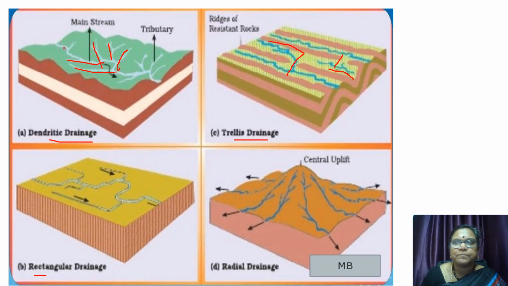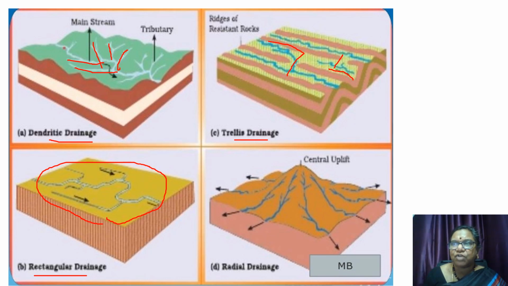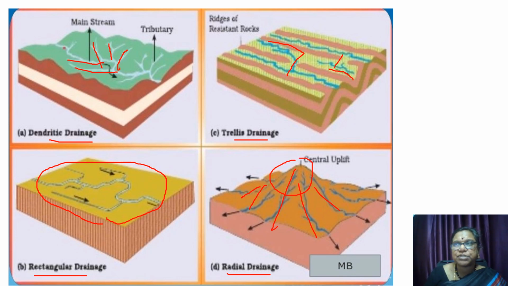A rectangular drainage pattern develops on strongly jointed rock terrain. This rock terrain is strongly jointed, not much of gaps are there, it's not undulating. On such rock patterns you will see the rectangular drainage pattern. Now the radial drainage pattern develops when the streams flow, as I'm showing with the marker, in different directions from a central peak or a dome-like structure. A combination of several patterns may also be found in the same drainage basin.